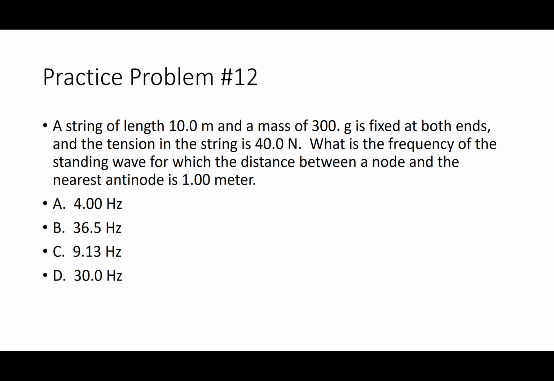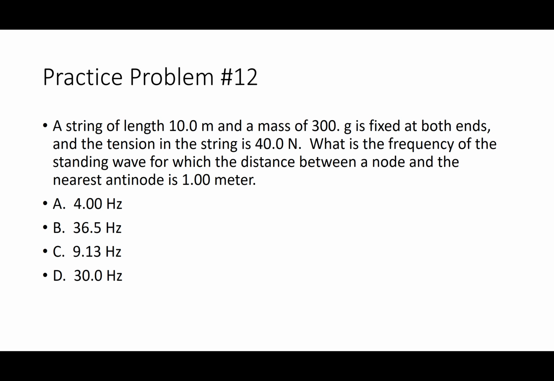All right, so practice problem 12. We have a string of length 10 meters and mass of 300 grams. It's fixed at both ends. It has a tension in the string of 440 newtons. And we want to find the frequency of the standing wave for which the distance between a node and the nearest antinode is 1 meter.